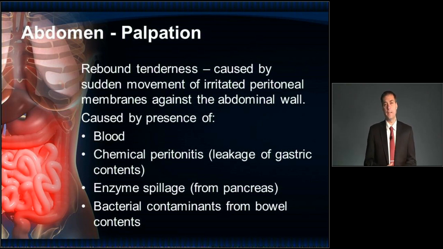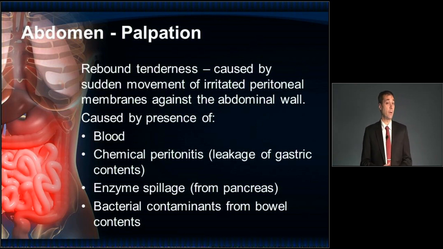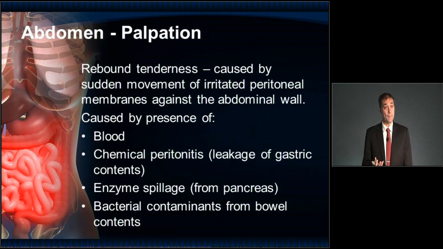One special finding to note on palpation is rebound tenderness. Rebound tenderness is where, when you palpate deeply on the abdomen and then let go, the patient notes that the pain is worse when you let go. Rebound tenderness is a sign of peritoneal irritation. It could be blood in the peritoneum, chemical peritonitis from a rupture of a hollow organ, enzyme spillage from a pancreatic injury, or bacterial contaminants from a bowel injury. So those would be things that would cause rebound tenderness.